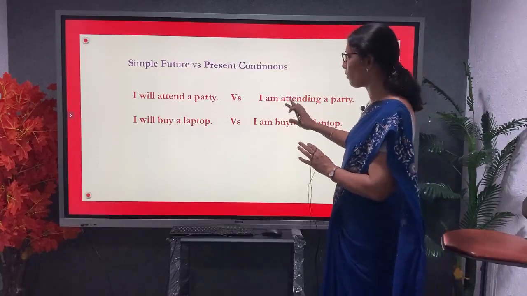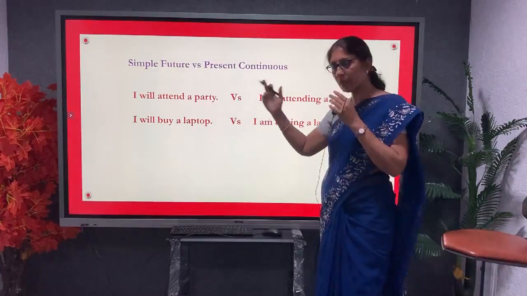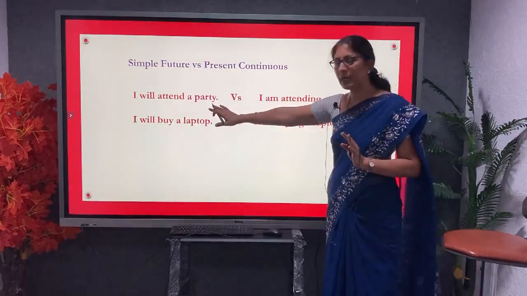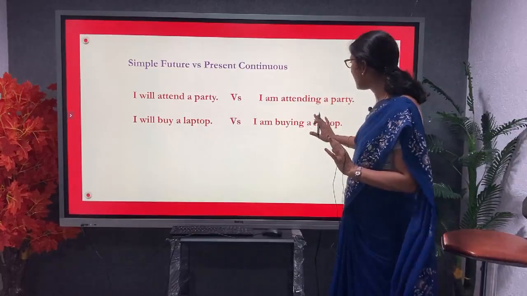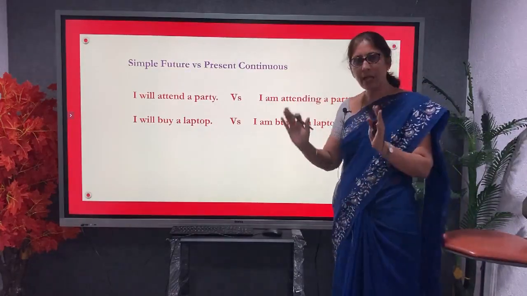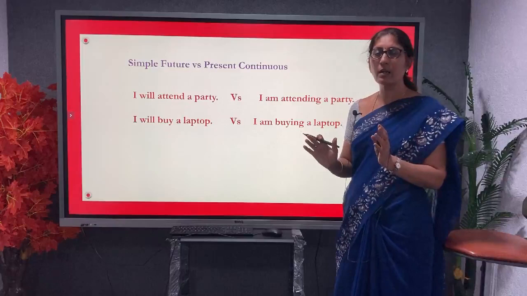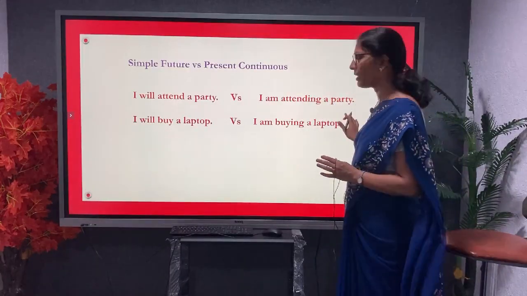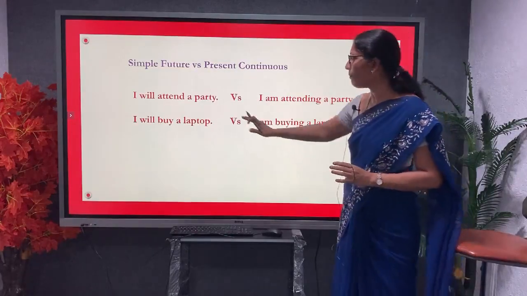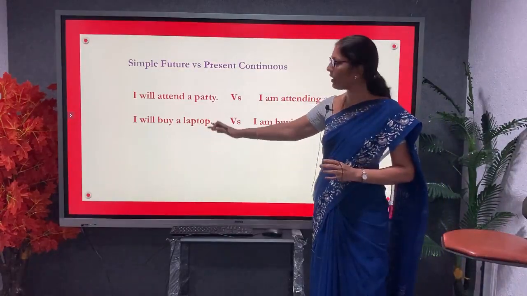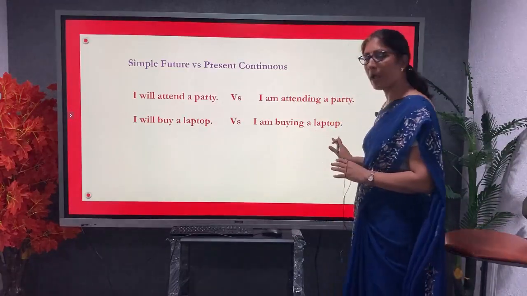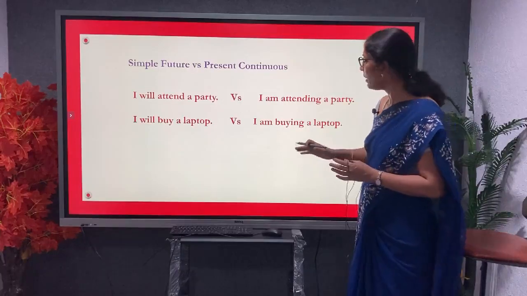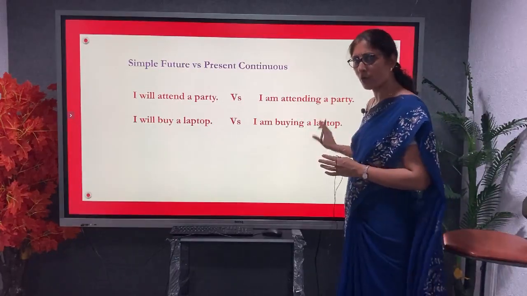The difference is, both indicate future action, but this one simply indicates your future action, while this one indicates that you already have your plans. So it is decided and you are going to do that. So I am attending a party, that is the difference. I will buy a laptop means you have an idea and you will buy a laptop. I am buying a laptop means you have already selected it, you have your own budget, everything. That means it's a planned action and you are going to complete it.